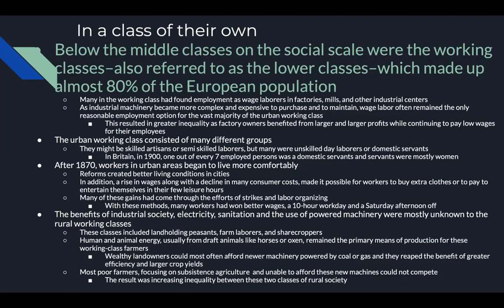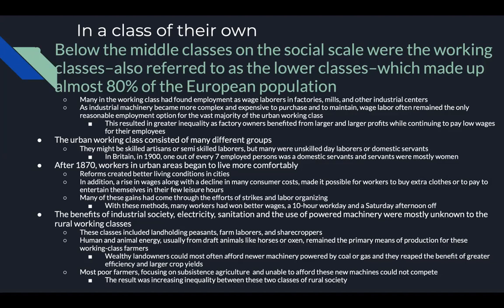Many in the working class had found employment as wage laborers in factories, mills, and other industrial centers. As industrial machinery became more complex and expensive to purchase and to maintain, wage labor often remained the only reasonable employment option for the vast majority of the urban working class. This resulted in greater inequality as factory owners benefited from larger and larger profits while continuing to pay lower and lower wages for their employees.